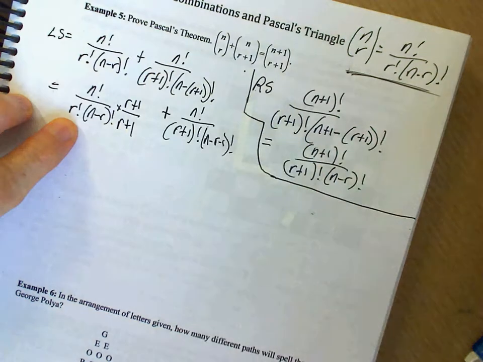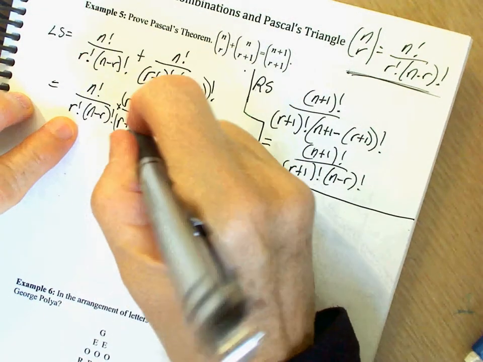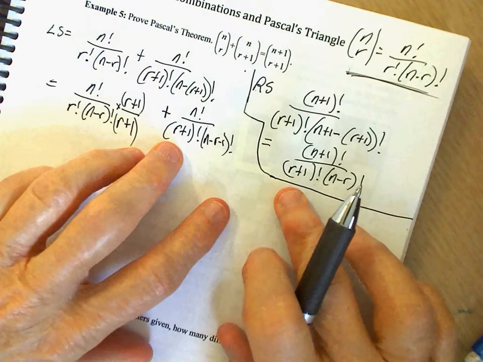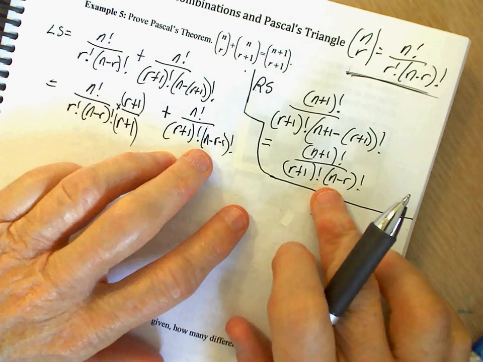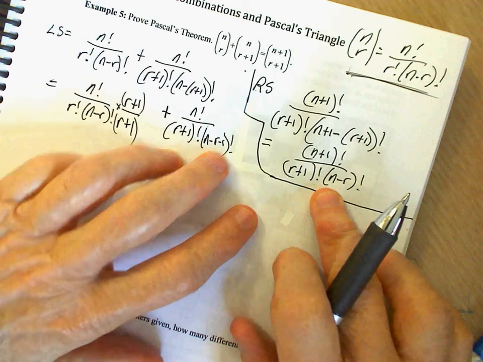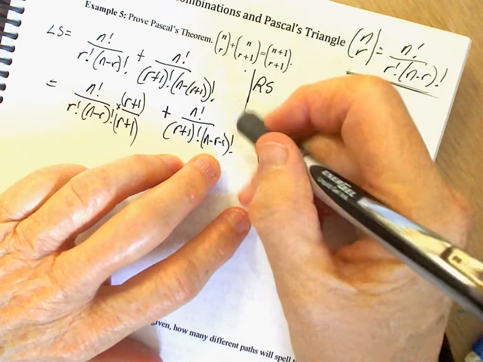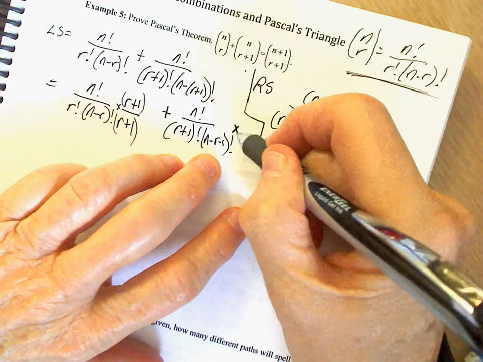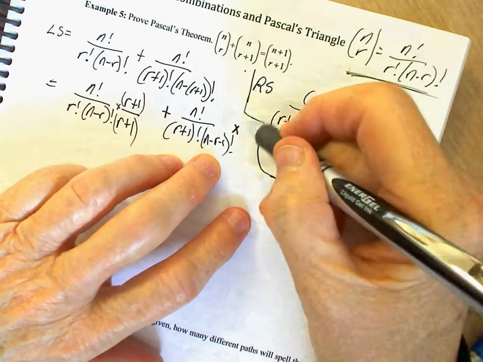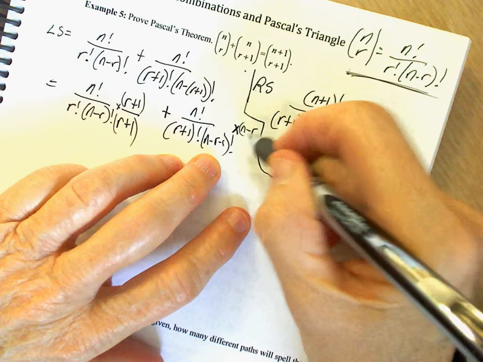Let's compare. R plus 1. This one's n minus r minus 1, and this one's just n minus r. So what do we multiply this guy by? N minus r. You are on a roll. Awesome. How's that?